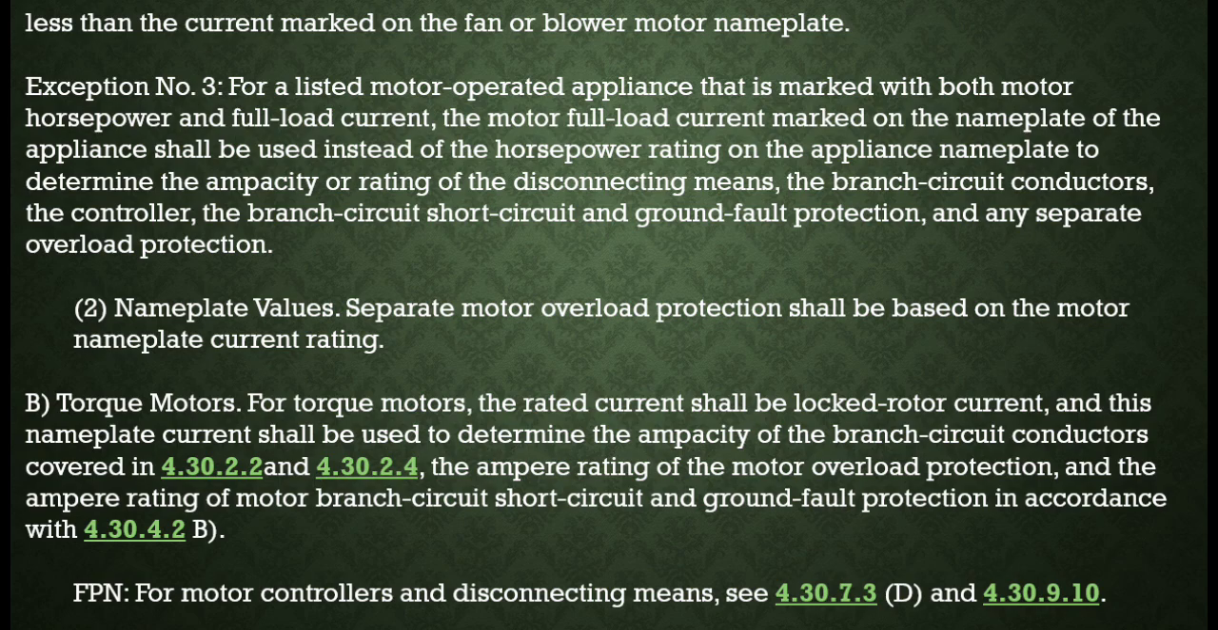And exception 3 states that if an appliance has both horsepower and full load current on its nameplate, use the full load current for calculations. Also, for torque motors, the rated current should be locked rotor current, which is used to determine ampacity and protection as per section 4.30.4.2b.